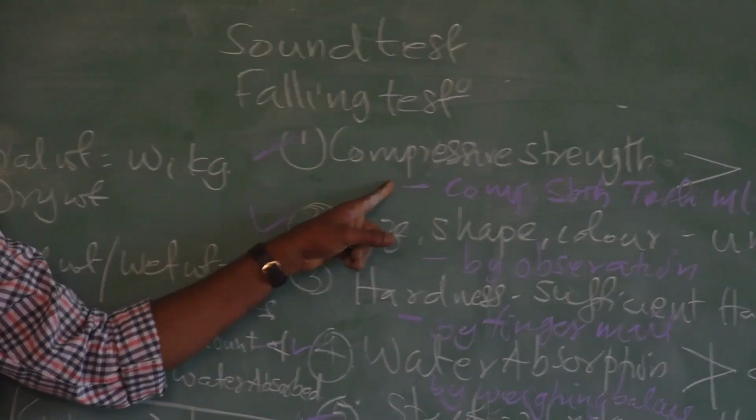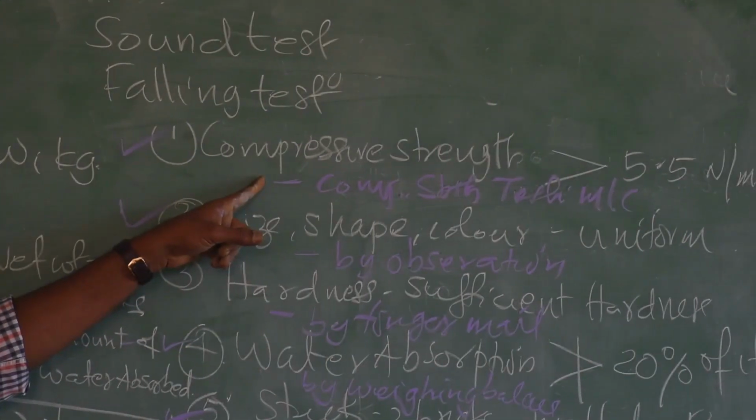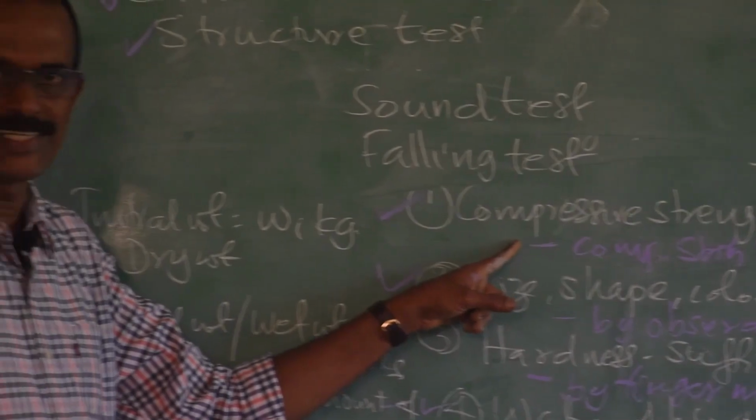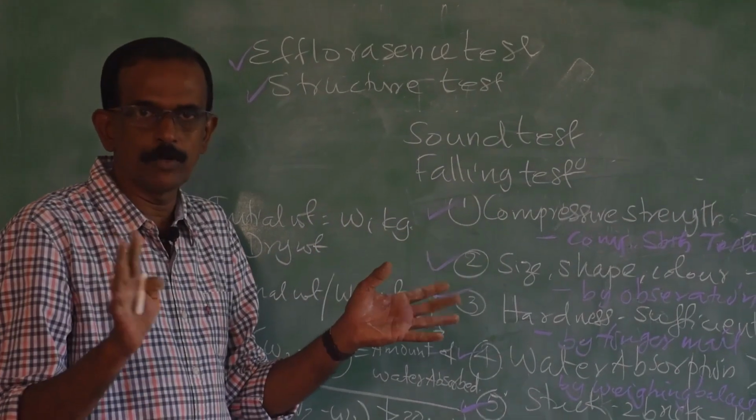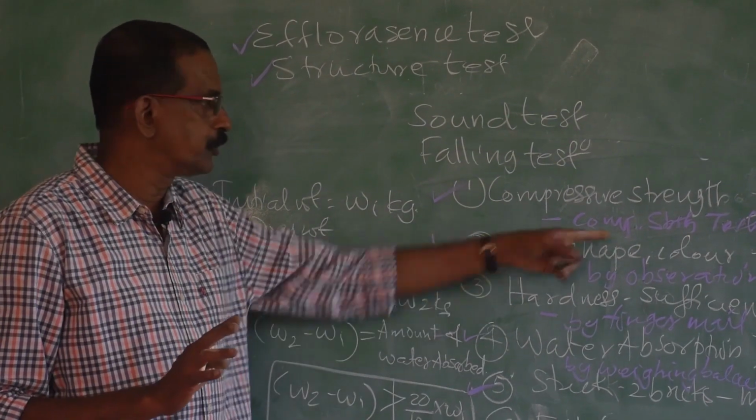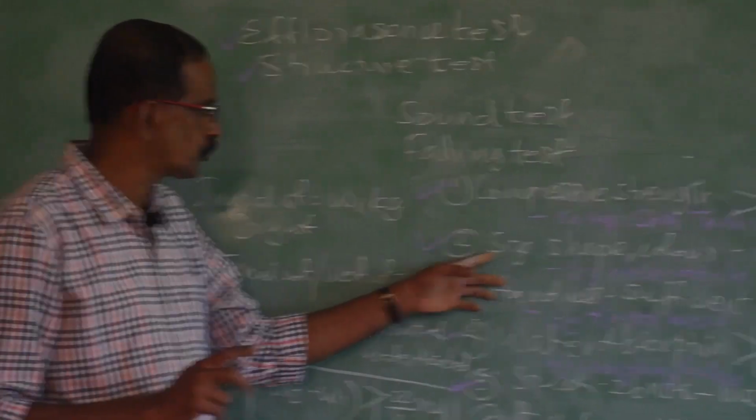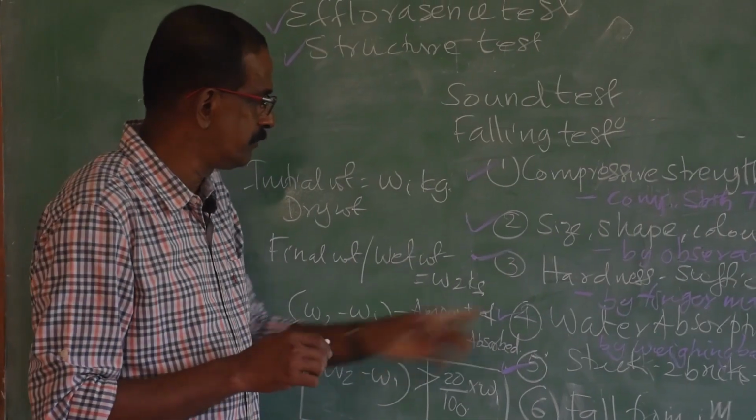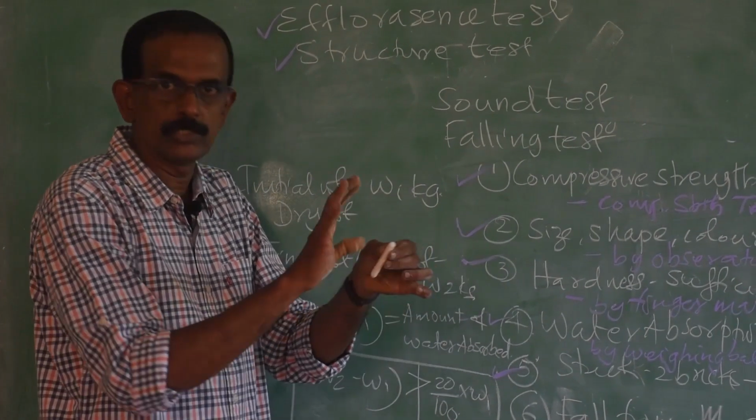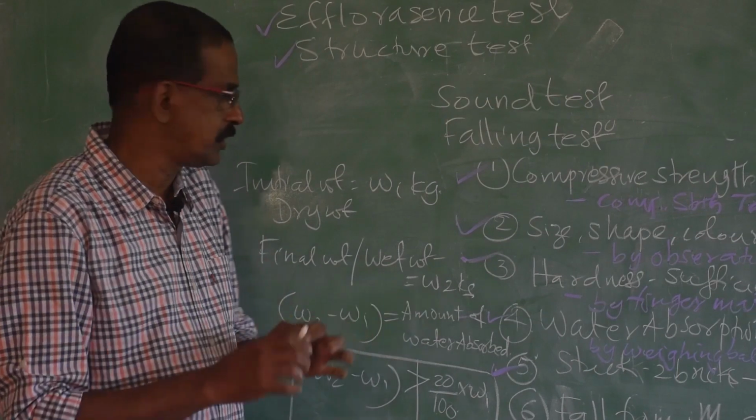First one is the compressive strength test, which can be carried out with the help of a compressive strength testing machine. Take the brick, keep it on the machine, apply the load, note the maximum load, divide by the area. That value should be greater than 5.5 newtons per mm square. Size, shape, color can be tested by observation. Hardness, try to make a scratch. There should not be any impressions left.